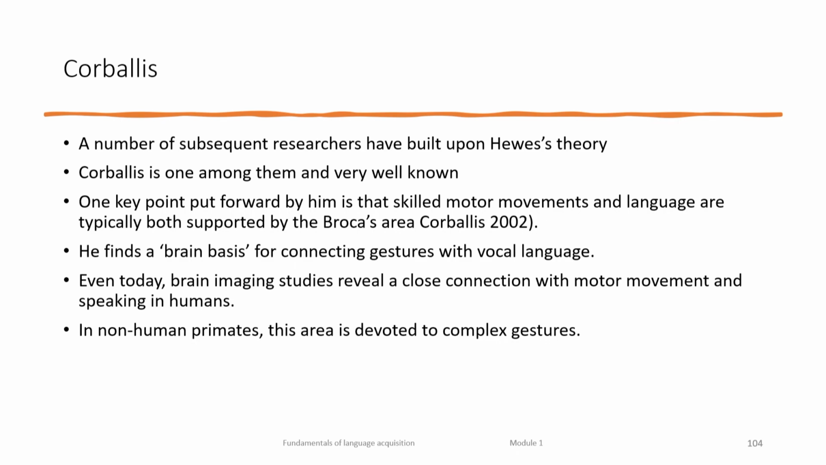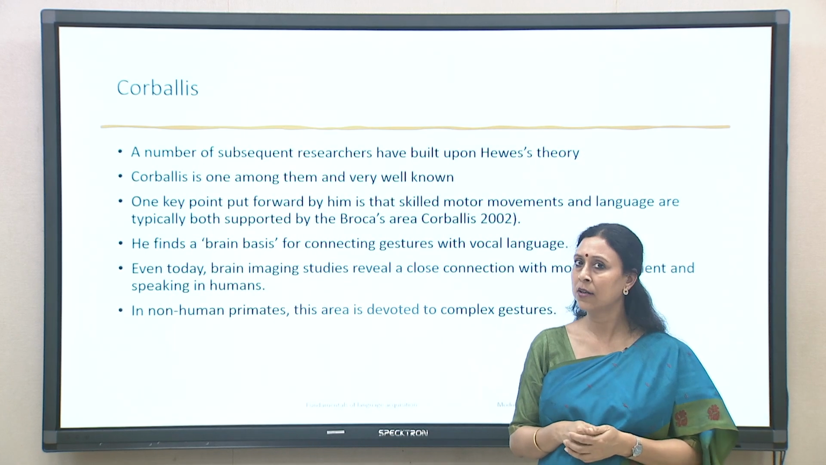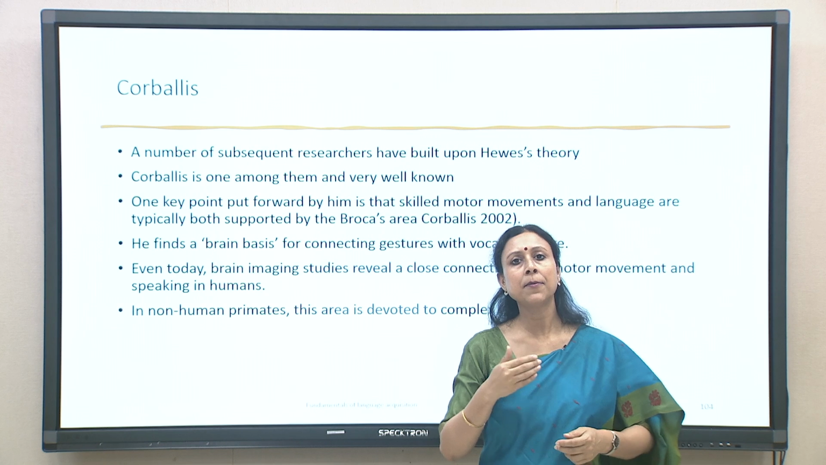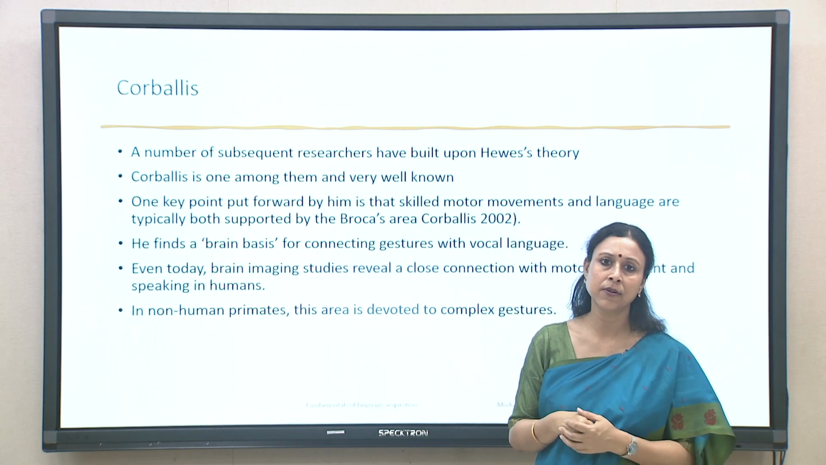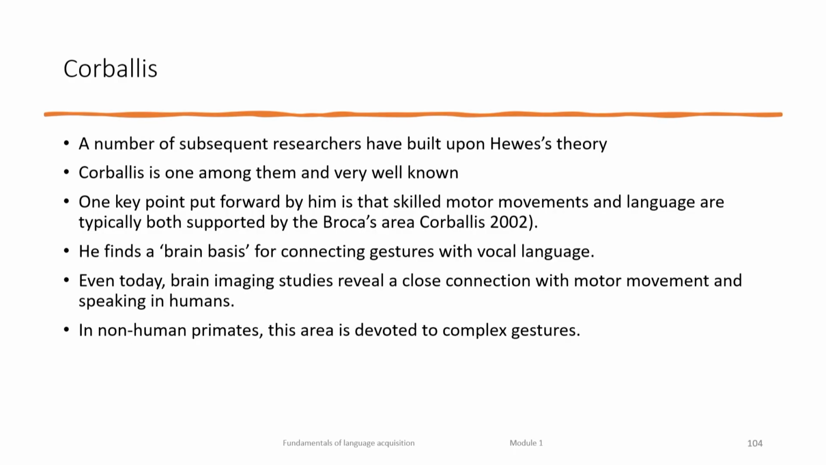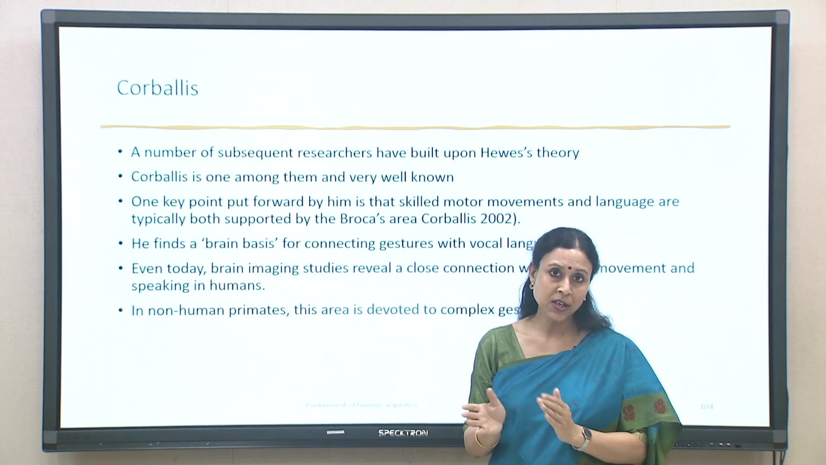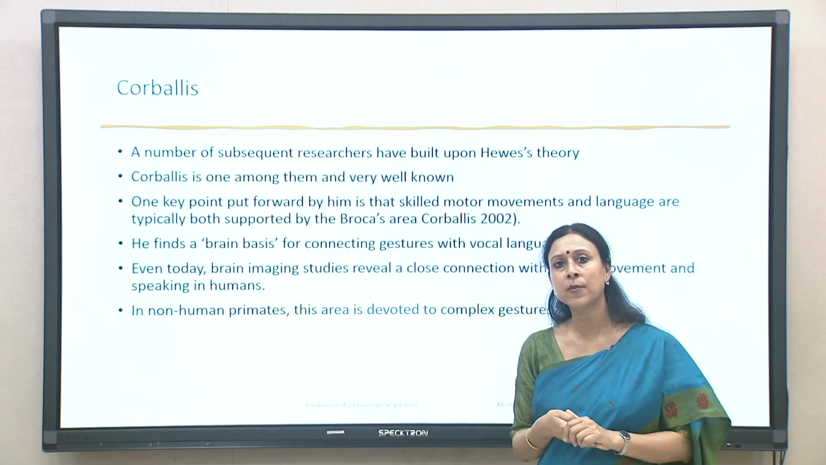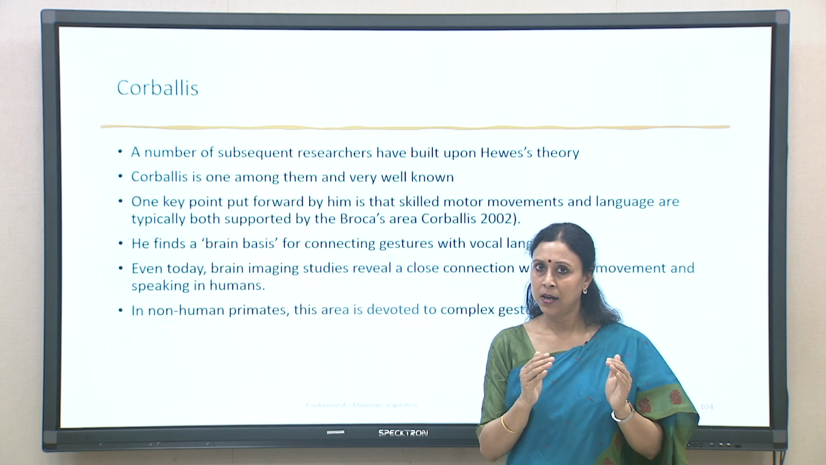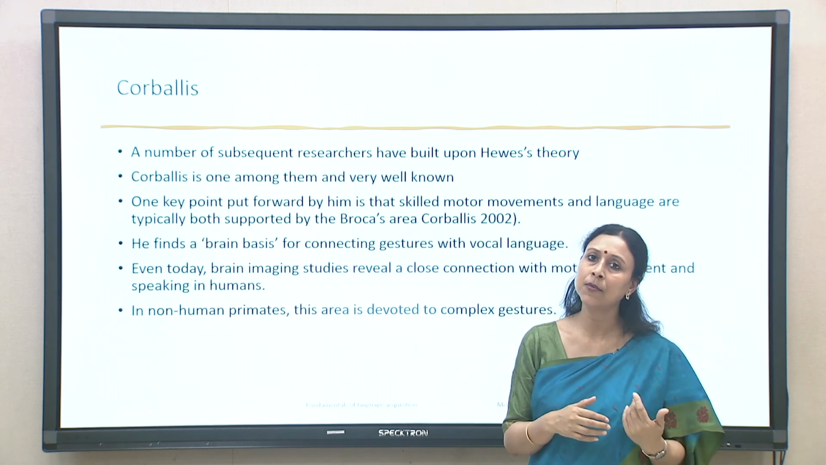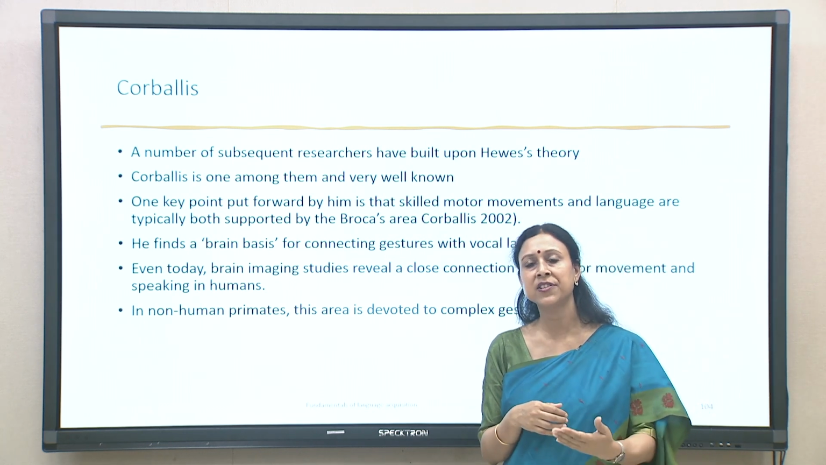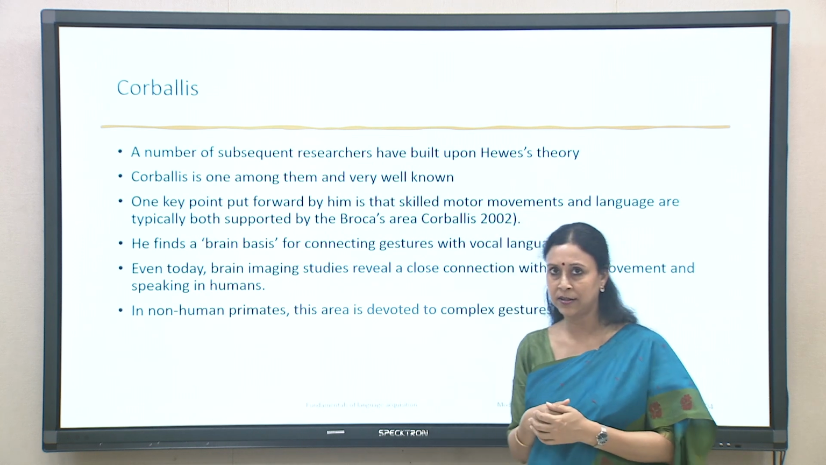Another big name in this domain is that of Michael Corballis. He developed on Hewes' idea in subsequent times. His key point was that skilled motor movements and language are typically both supported by Broca's area. He bases his arguments mostly on neurological findings, that both motor movements and language are housed in Broca's area. Broca's area is responsible for both gesture and speech, hence there has to be a connection, that is the idea.